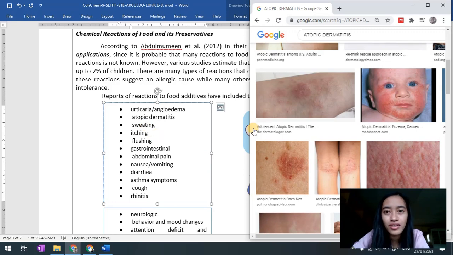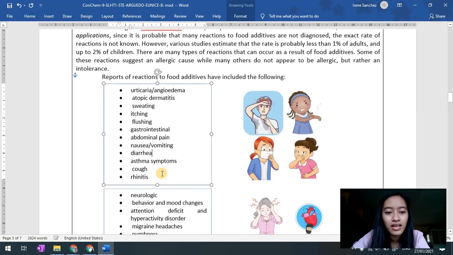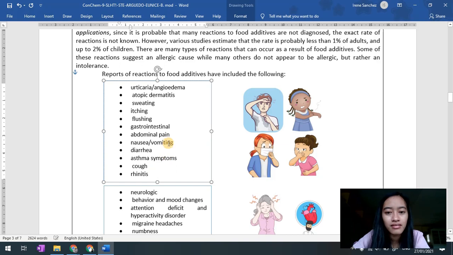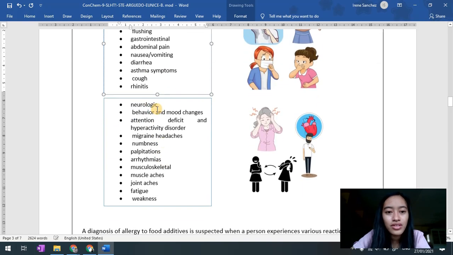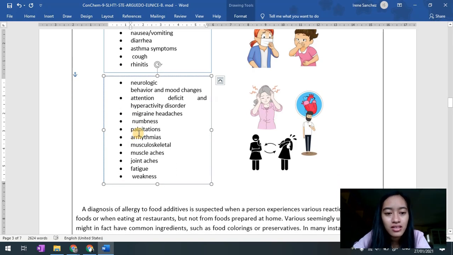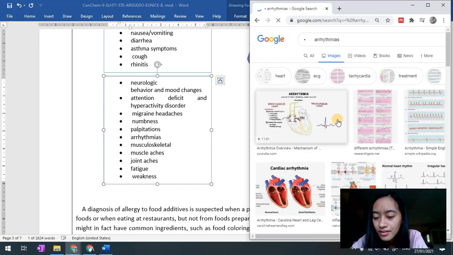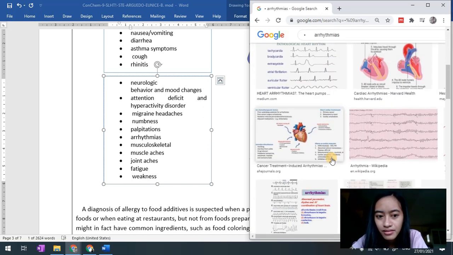Okay, sweating, itching, flushing, gastrointestinal and abdominal pain, nausea, vomiting, diarrhea, asthma symptoms, cough, rhinitis. Yes. Neurologic behavior and mood changes, attention deficit and hyperactivity disorder, migraine, headaches, numbness, palpitations, arrhythmias. What's arrhythmias? It's in the heart. It's a heart condition.